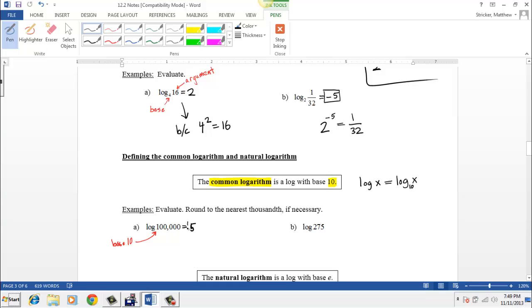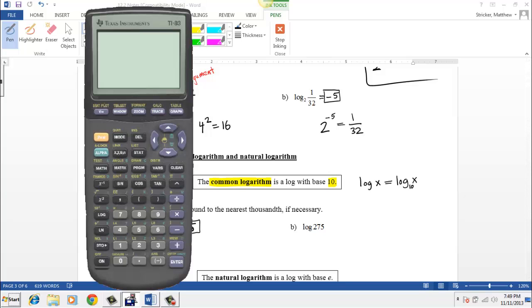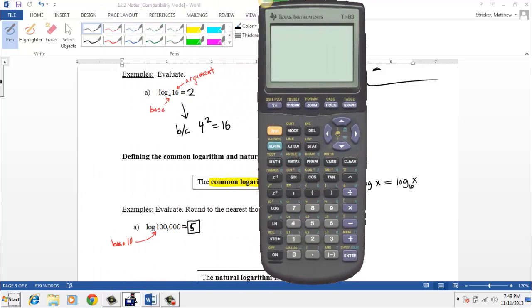Now, the nice thing about the common logarithm, because it is one of the more common ones, that's the name, is that we can calculate it with a graphing calculator or any old calculator. On the graphing calculator, you'll see a button next to the number pad that says log on it, and that is the common logarithm button. It's log base 10. So if I put in log of 100,000, we get the 5 that we expected.